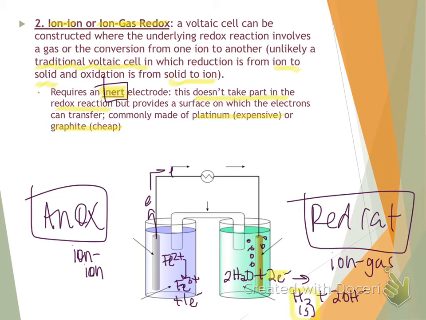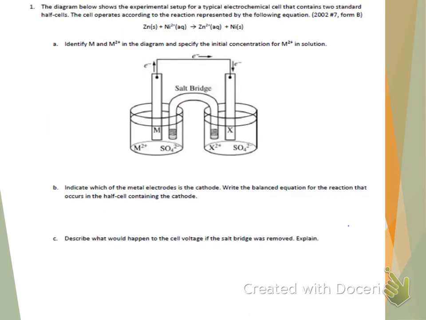So we're going to look at a practice problem involving what we've learned about the structure and layout of our galvanic cell. In this practice problem, we have a setup for a typical electrochemical cell. It contains 2 standard half cells, and it operates according to the question below. This is an old AP question from 2002, still a great question.